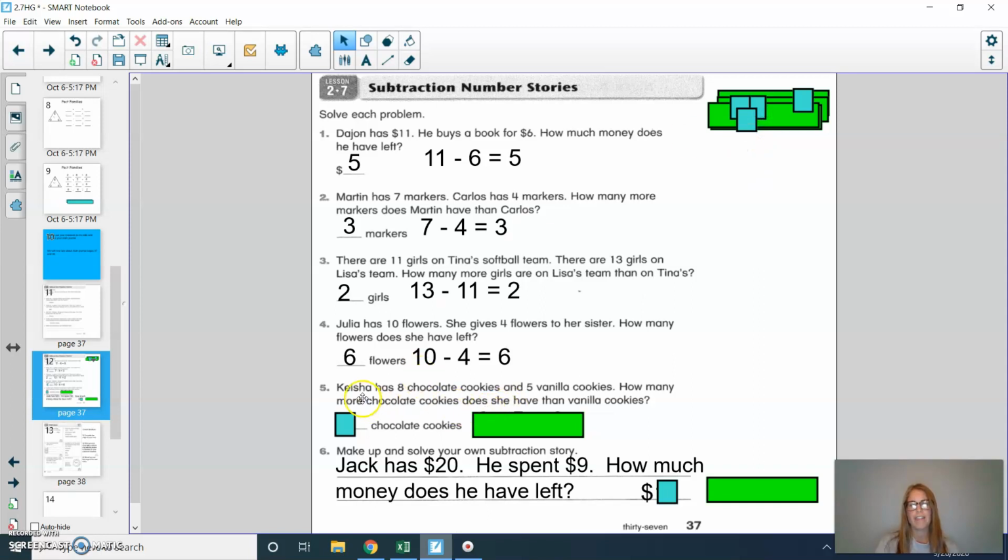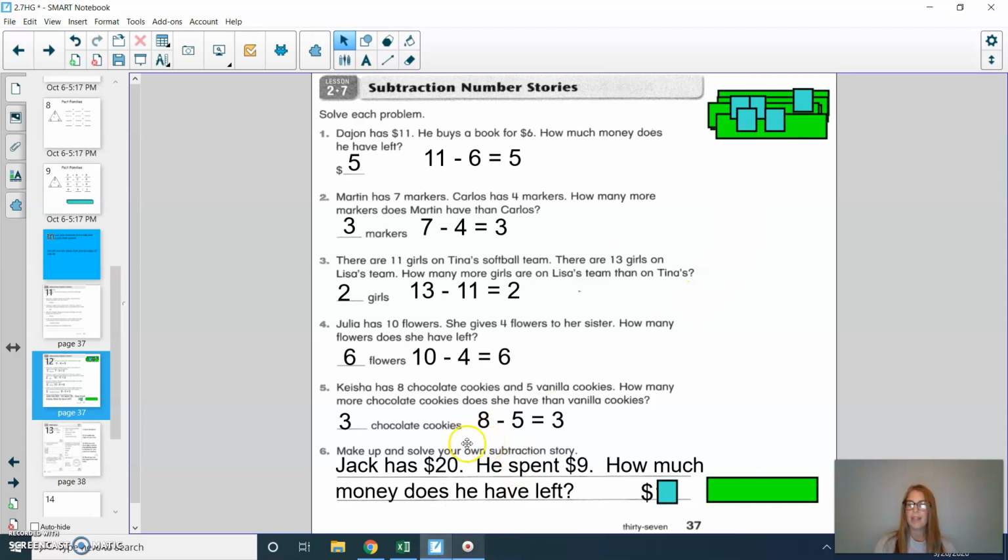For question 5, Kesha has 8 chocolate cookies and 5 vanilla cookies. How many more chocolate cookies does she have than vanilla cookies? 8 minus 5 equals 3. So my answer, 3 chocolate cookies.